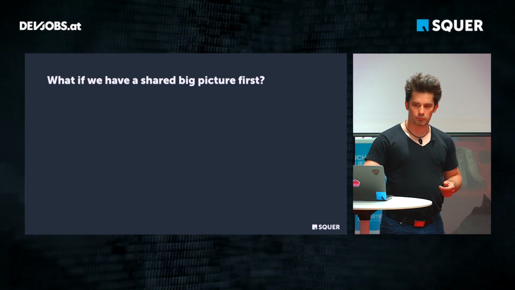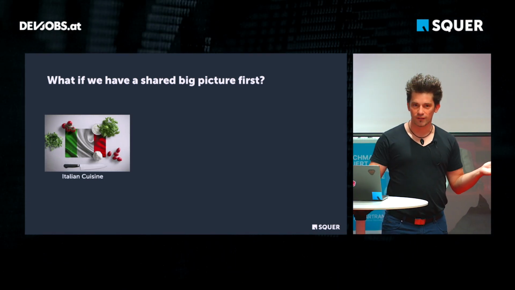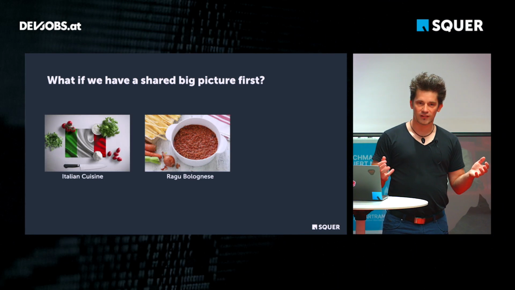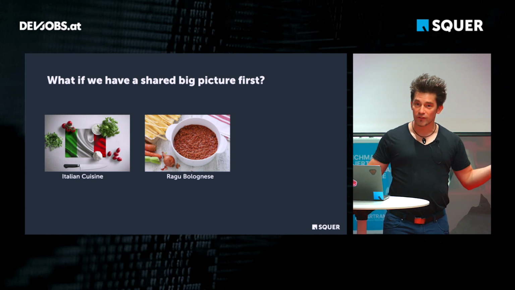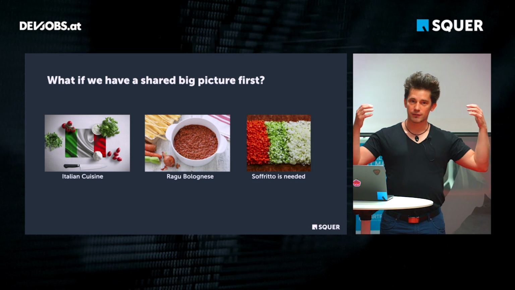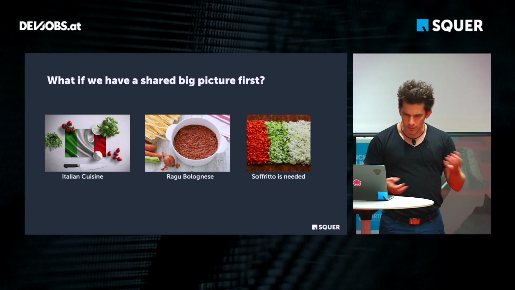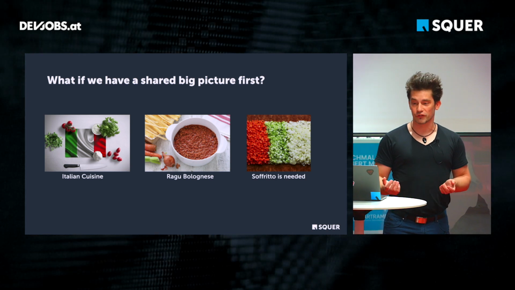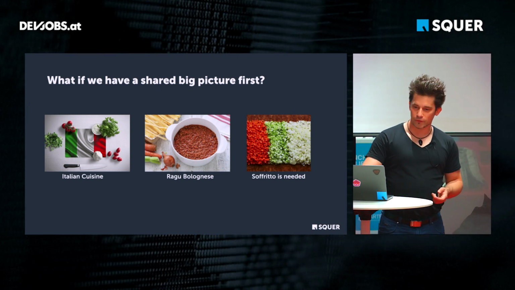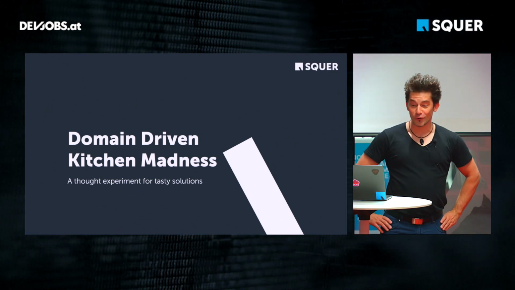Coming back to the veggies from before, maybe it would be nice to know that there is an Italian cuisine, and a dish in it is the ragu bolognese, and this one needs this sofrito. If I come from the big picture view, I have better movement in dealing with things and solving things. And this is the entry to my talk, which is called Domain-Driven Kitchen Madness, a thought experiment for tasty solutions.